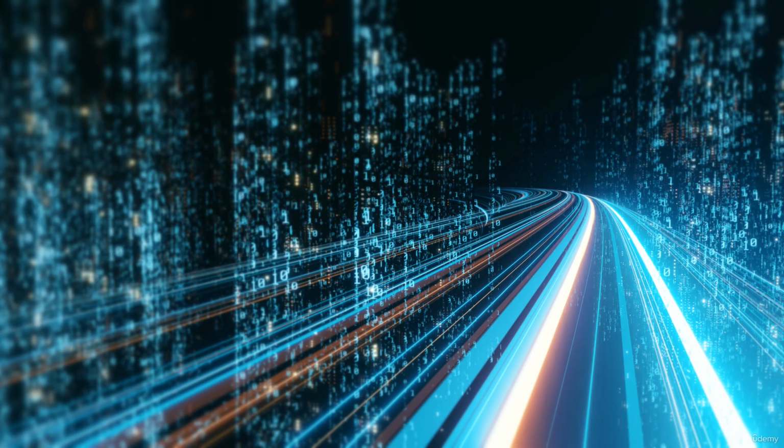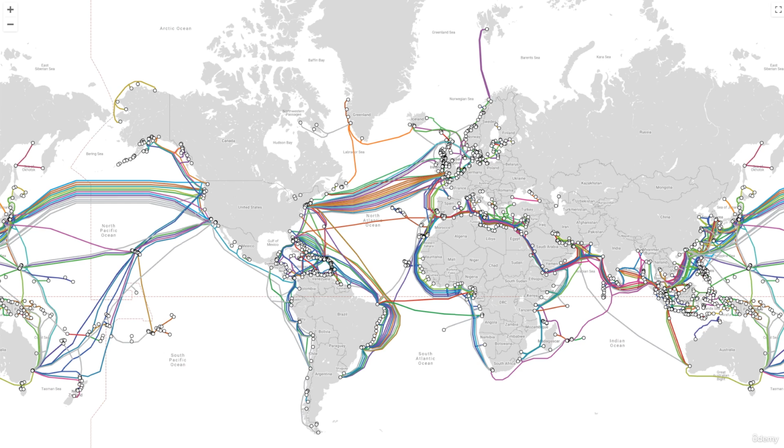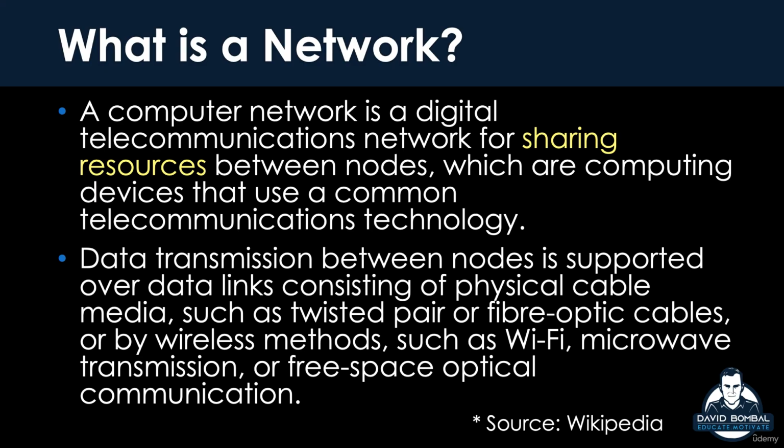Let's start firstly with the why. Why do we have computer networks? What's the whole point of the internet? What's the whole point of all this infrastructure that's been built around the world? And the big reason to have a network, as per this definition, is to share resources. We want to share information or share some kind of resource with someone else.